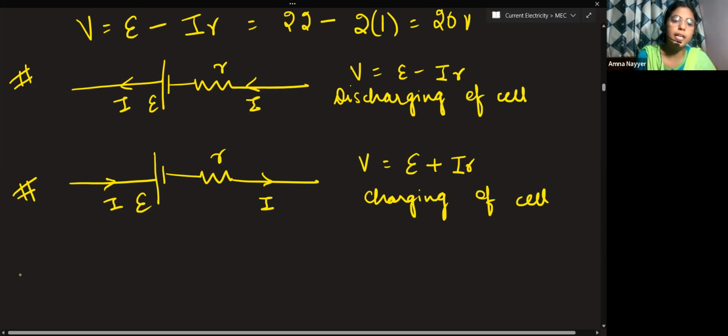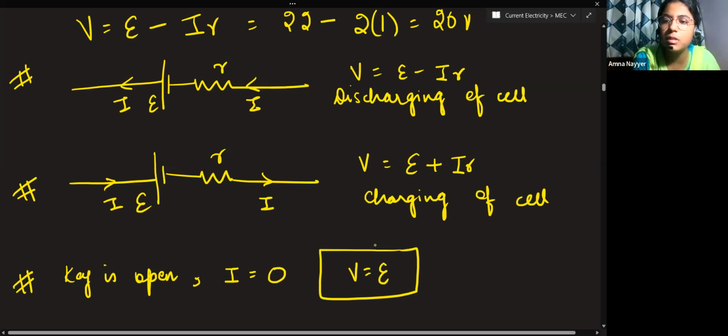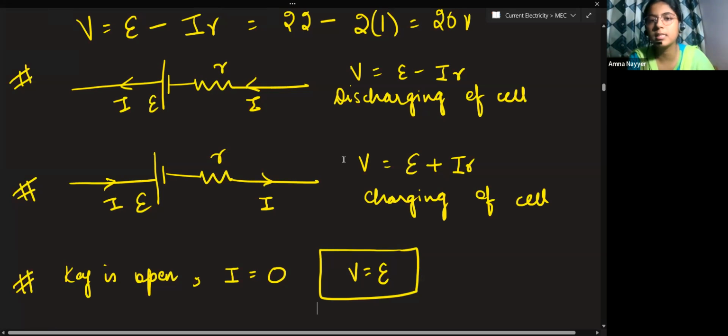And the last point that I was mentioning to you is if your key is open. If the key is open, then see, current will be what? Current will be 0. Key is open, circuit is broken, so current will be 0. Now current is 0, substitute I as 0 in this, or this, and V will directly be equal to the EMF of the cell. So these three points were left in this. Then we start with series and parallel combination of resistors. First note down these three points.